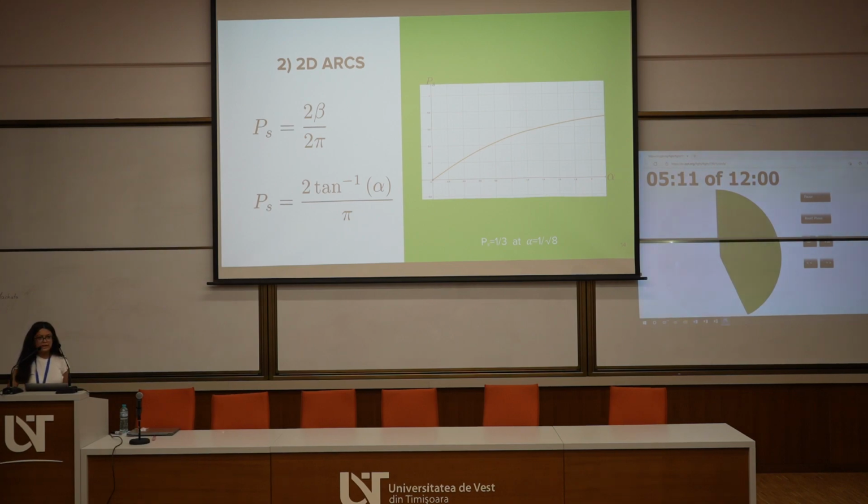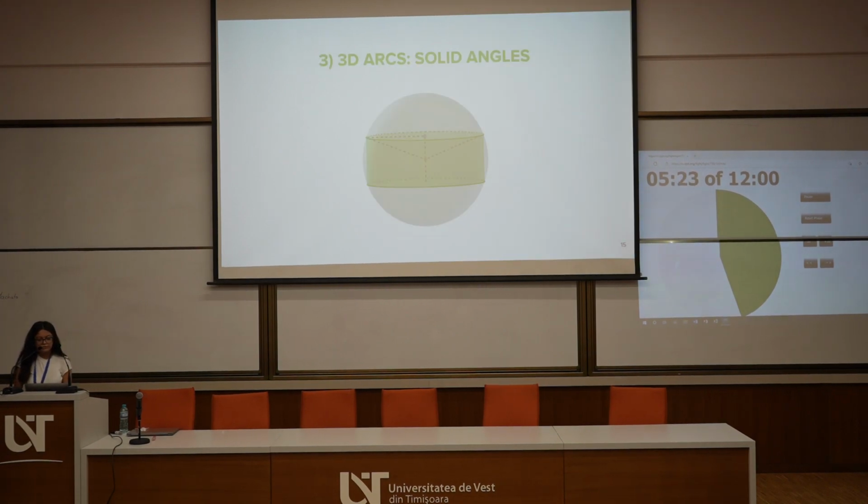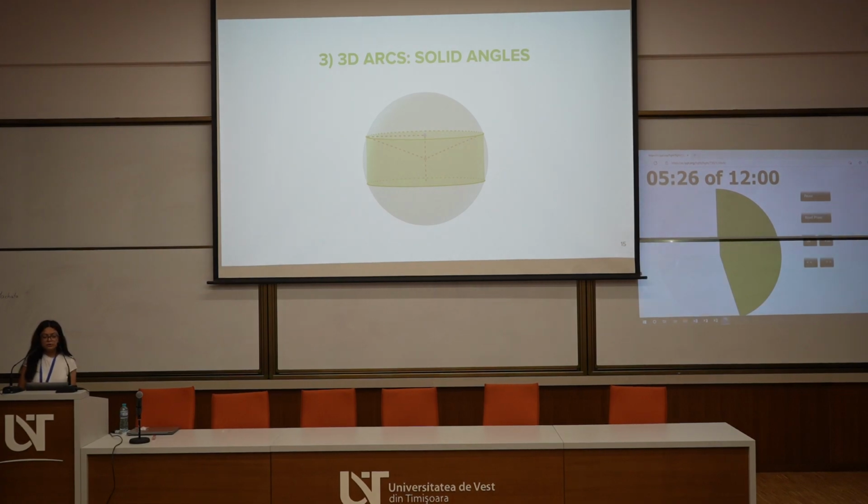Substituting that with what we have in terms of alpha, it would be twice the inverse tangent of alpha divided by pi. There is a graph, and the equal probability should be reached at an alpha of 1 divided by square root of 8.